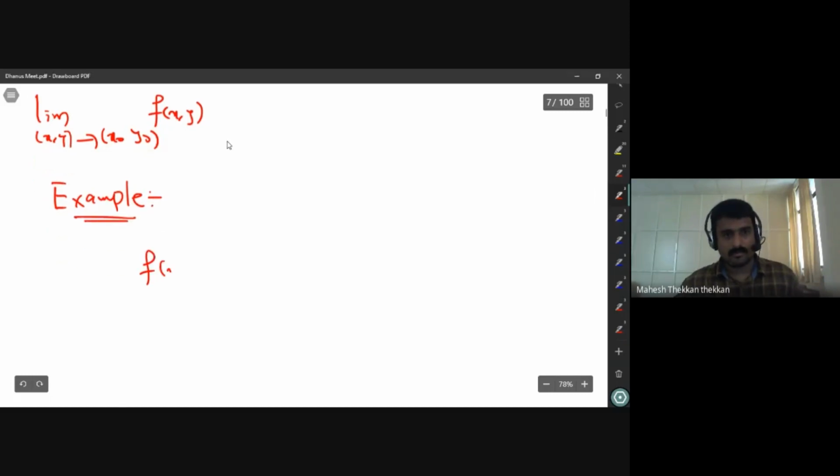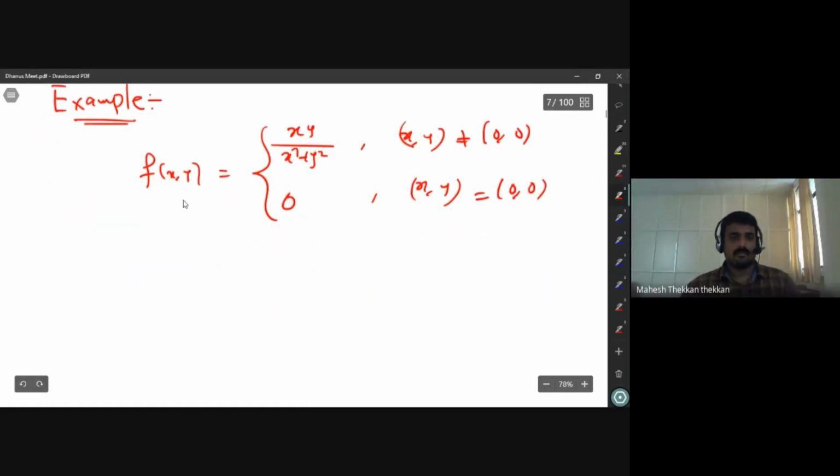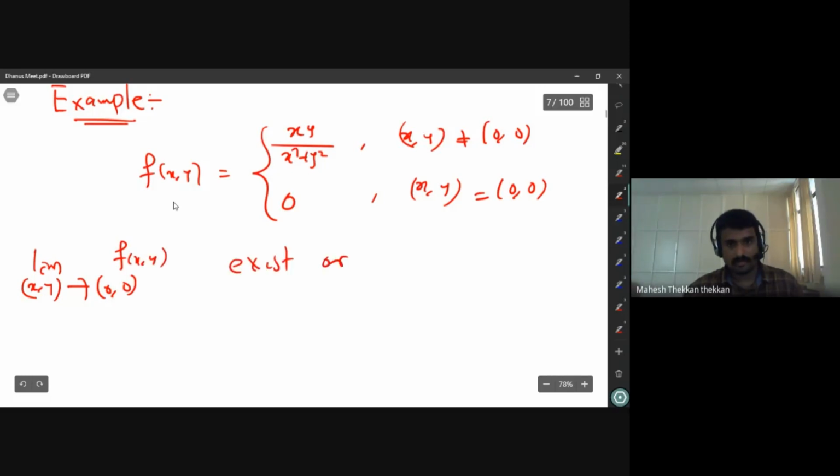So f(x, y) is equal to xy by x square plus y square for (x, y) not equal to (0, 0), and 0 for (x, y) equal to (0, 0). Now I wanted to look at whether the limit of f(x, y) exists or not.